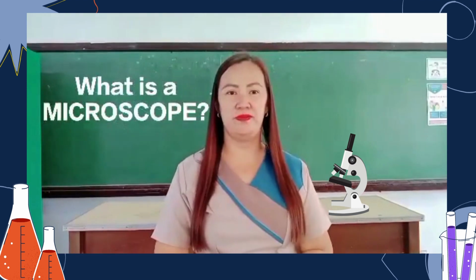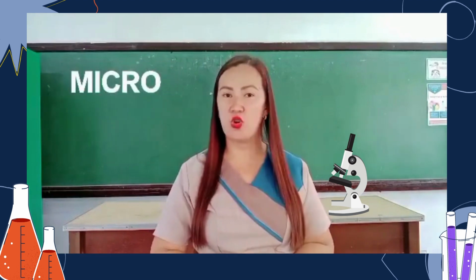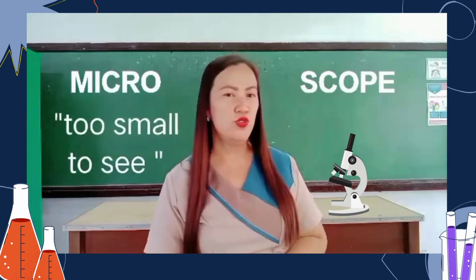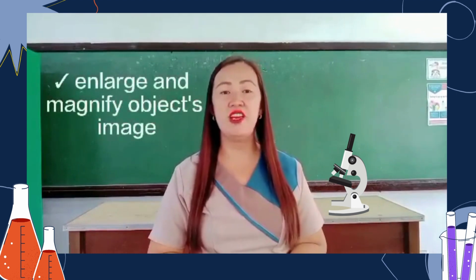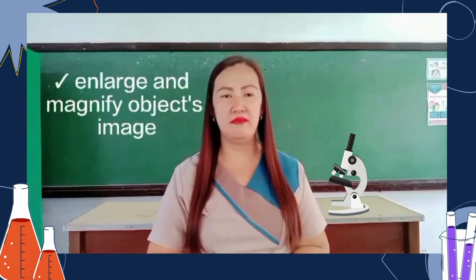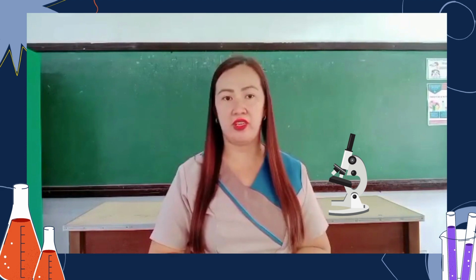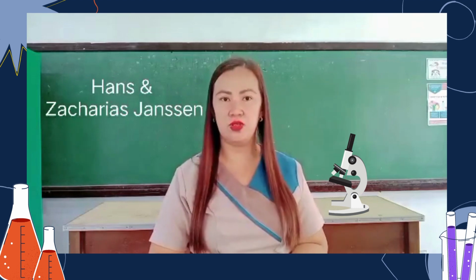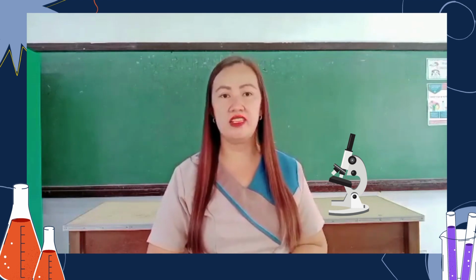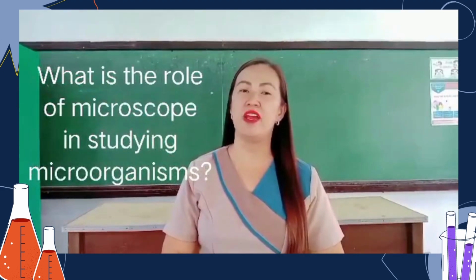What is a microscope? It comes from the two words micro and scope. Micro means too small to see, and scope means to look at. It is used to enlarge and magnify an object's image which cannot be seen by our naked eye. A Dutch father and son spectacle maker named Hans and Zacharias Janssen invented the first so-called compound microscope in the late 16th century. What is the role of the microscope in studying microorganisms?